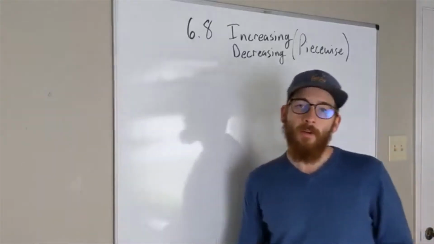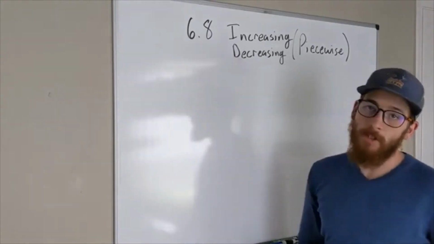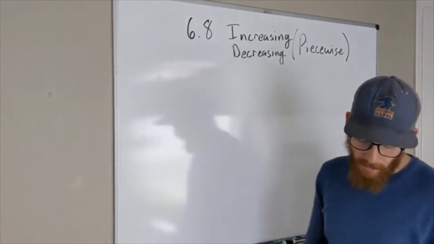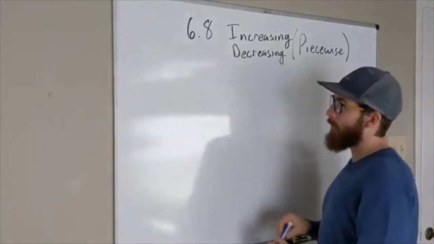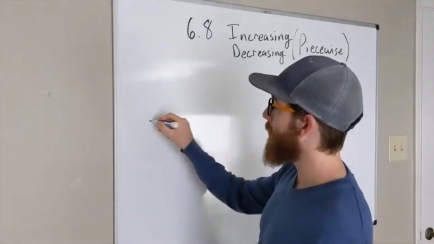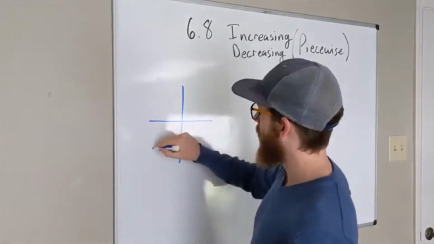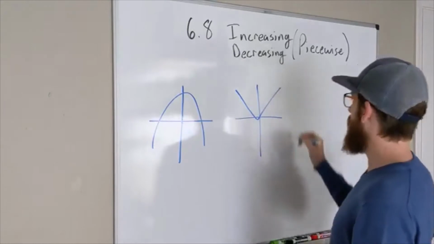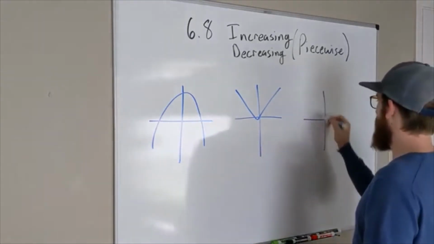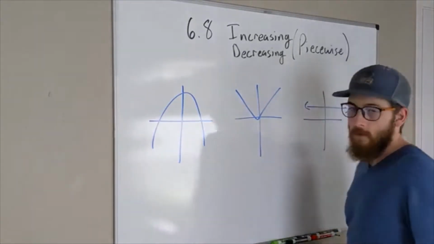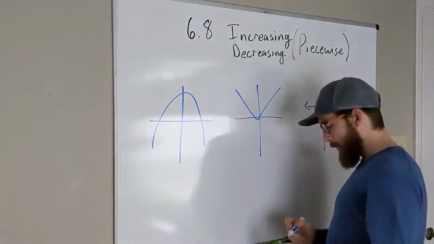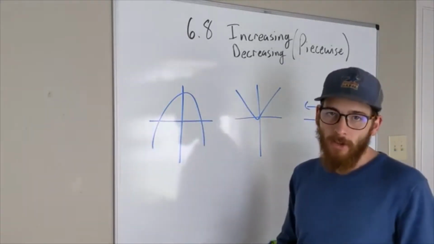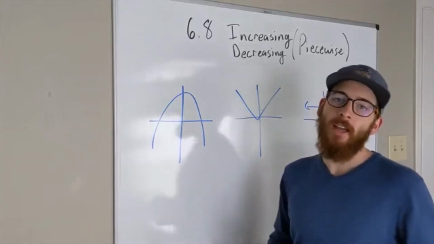Okay, in this video, we're going to look at 6.8, which is all about increasing, decreasing, and piecewise functions. And so, first, just some quick examples. Okay, these three examples, we have increasing and decreasing and constant.